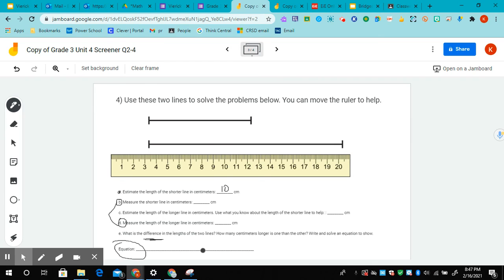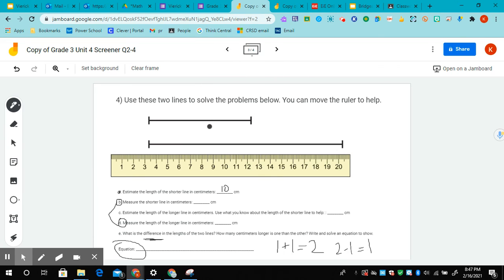Remember, an equation is just a number sentence, like 1 plus 1 equals 2. That's an equation with the answer. Or 2 minus 1 equals 1. That's a subtraction equation. So that's all they mean by that.